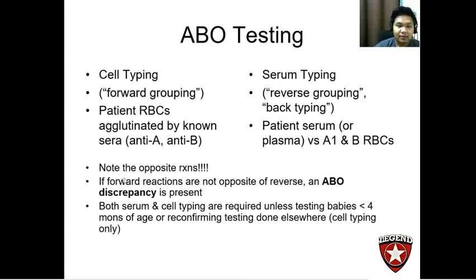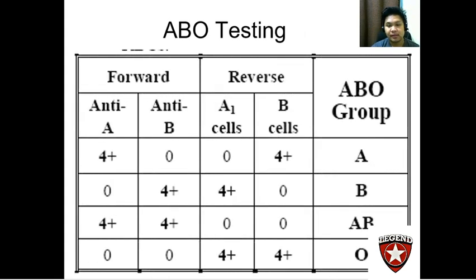Now, you have to note that for forward and reverse typing, there are opposite reactions. If the forward reactions are not opposite of the reverse, then you have an ABO discrepancy. Both serum and cell typing are required unless testing babies less than 4 months of age or confirming testing done elsewhere. So this is a very important table showing you the expected results for your forward and reverse typing.